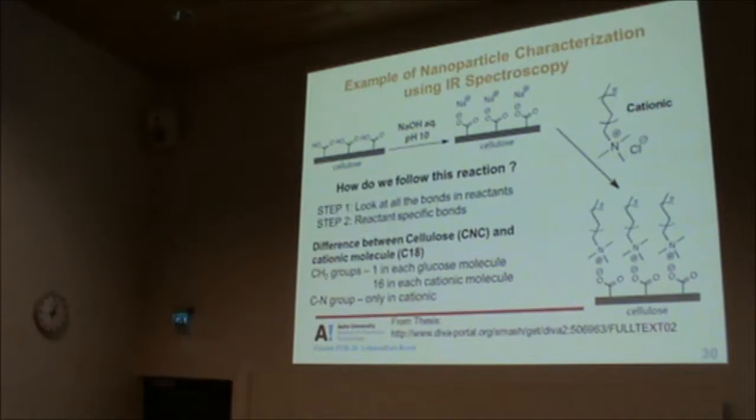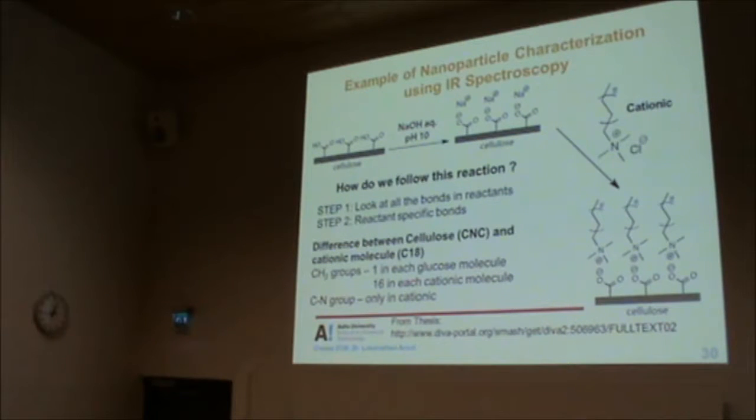So now cellulose, the short form for cellulose nanocrystal is CNC, and the cationic molecule is C18 because it has 18 carbon atoms. For example, the number of CH2 groups: the cellulose glucose molecule does not have that many CH2 groups. On the other hand, this one has around 16 in each molecule. So the proportion of CH2 groups is going to increase in the final sample if the reaction is happening.